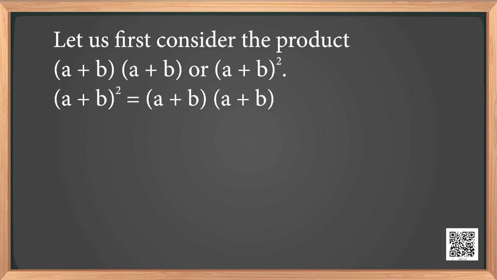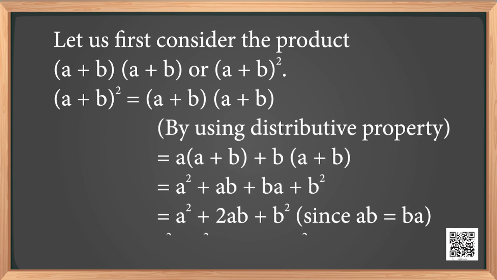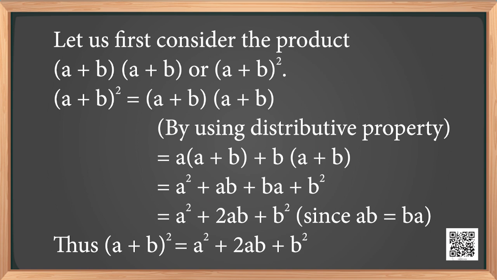Let us consider the product (a plus b) times (a plus b), or (a plus b) whole square. (a plus b) whole square is equal to (a plus b) times (a plus b). By using the distributive property, a times (a plus b) plus b times (a plus b), which is equal to a square plus ab plus ba plus b square, which is equal to a square plus 2ab plus b square. Why? Because ab is equal to ba. Thus, (a plus b) whole square is equal to a square plus 2ab plus b square.